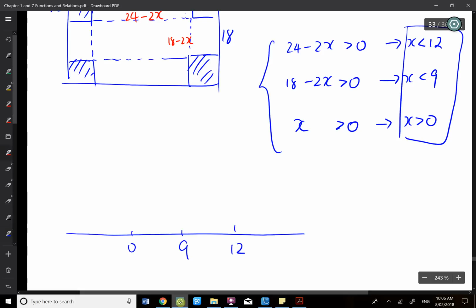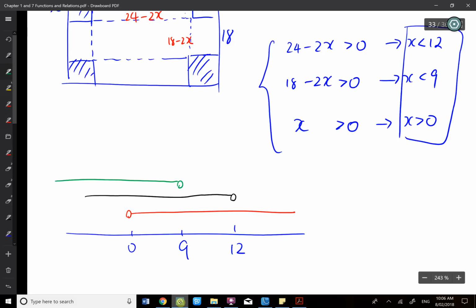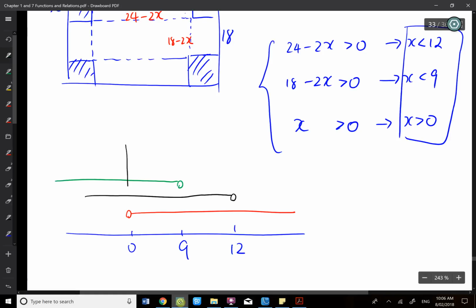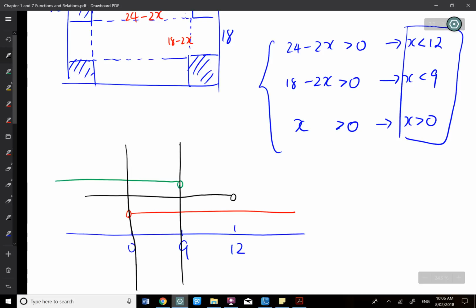I need x greater than 0. I use the red line. I use the black line to show x needs to be less than 12. That's here. And then I use the green line to say x is less than 9, which is here. You can see the intersection where we have 3 colors will be from here to here. That's where we got 3 different color lines. So that's the intersection. That's the set that we share.